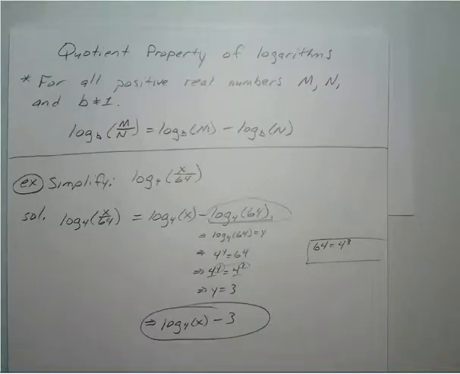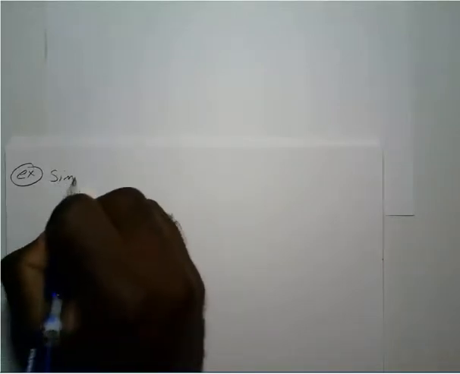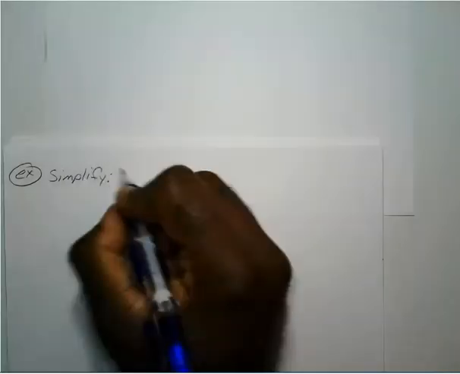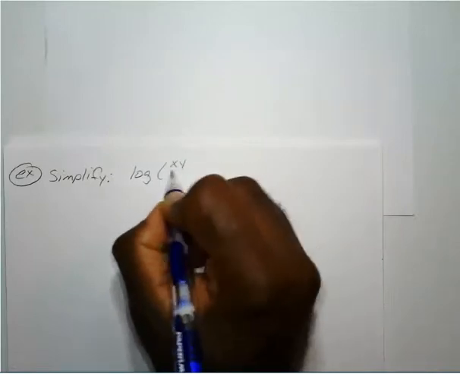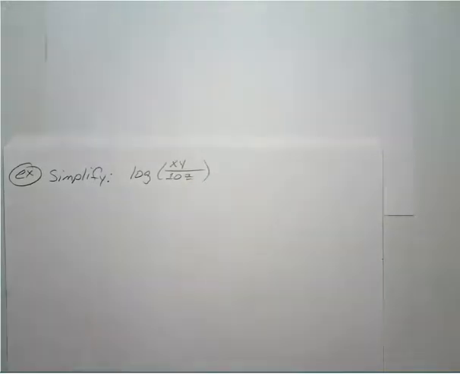If you're still writing, feel free to press pause, but we're going to move on to our next example. This example will have a combination of both the quotient and multiplication property. Let's say, for example, we wanted to simplify log of x times y over 10z.